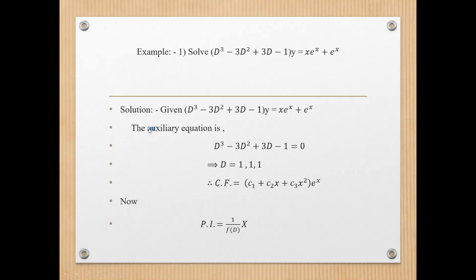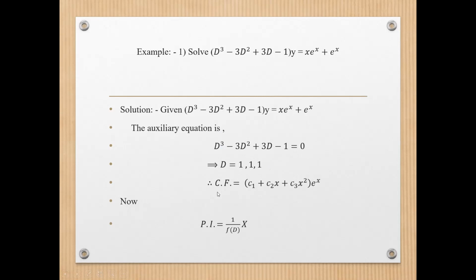Let's start. First find its auxiliary equation. The auxiliary equation is nothing but f of D is equal to 0. What is f of D? This is f of D: D cube minus 3D square plus 3D minus 1 is equal to 0. We solve this equation. This is a cubic equation, a polynomial of degree 3. Solving it, we get the roots 1, 1, 1. Here 1 is a real root because there is no imaginary part involved, and it is repeated 3 times.